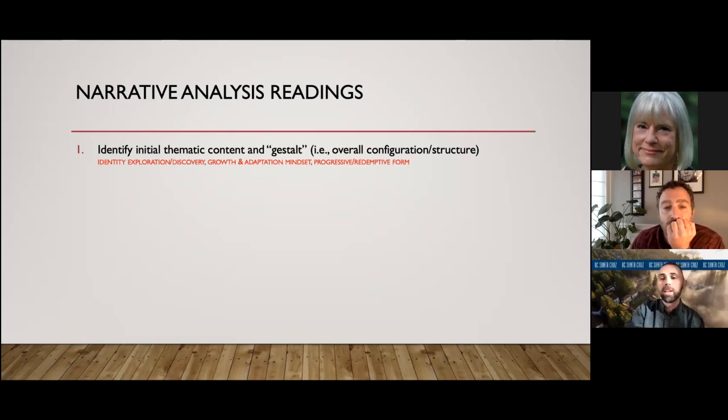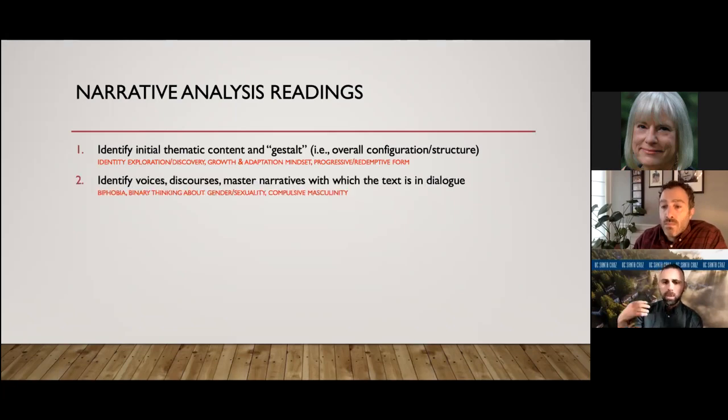So in the red here is the example of some of the outcomes for this particular fabricated narrative. This is a fabricated case, by the way. I should have said that from the beginning. This kind of general sense of identity exploration or discovery, a growth and adaptation mindset we see in Luke, and a generally progressive or redemptive form of his narrative. Challenges are sort of redeemed by positive outlooks.